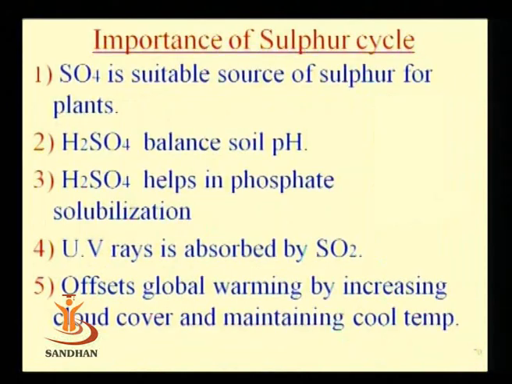What is the importance of the sulfur cycle? Sulfate is an important source of sulfur for plants. H2SO4 balances soil pH. H2SO4 helps in phosphate solubilization. SO2 absorbs UV rays. And the sulfur cycle offsets global warming by increasing the cloud cover and maintaining a cool temperature.